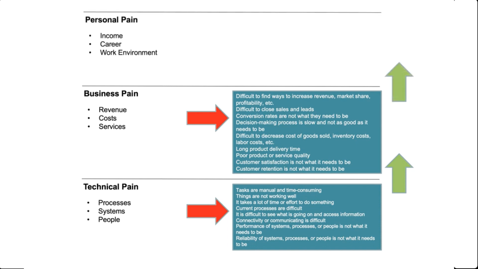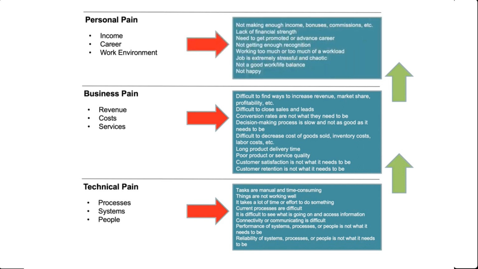And when your prospect has either technical pain or business pain, that can cause them personal pain. So if you're selling to an executive or a VP or a manager, these pains impact them from an income perspective, a career perspective, work environment. Maybe they're not hitting their bonus because their costs are high and they can't get their costs down. Maybe they're not getting promoted because they're not getting any recognition or not having good performance because of all of these problems that are happening. Maybe they have to work long hours because things are not working well.